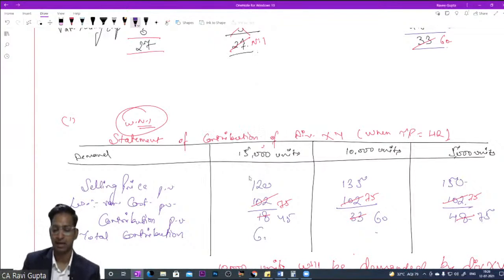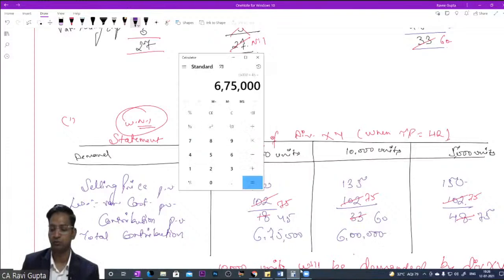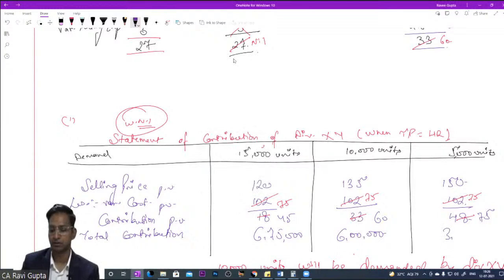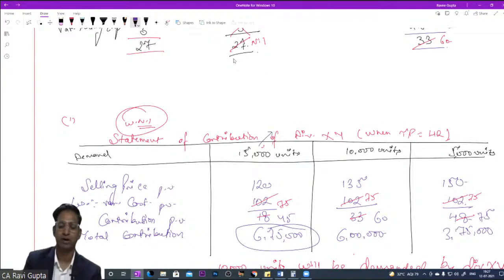That is 6,75,000 rupees. It will be 6 lakh 75 thousand rupees, and 75 into 5,000 is 3,75,000. Now see this magic. We have to now move at this point. This is the magic.